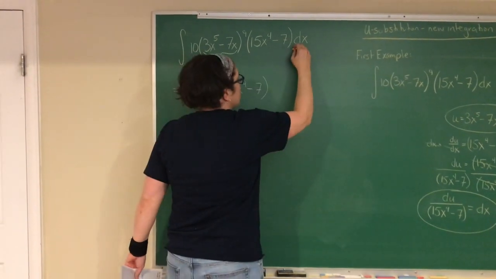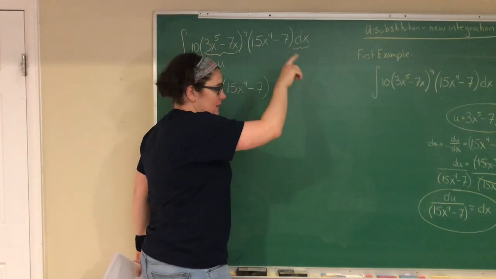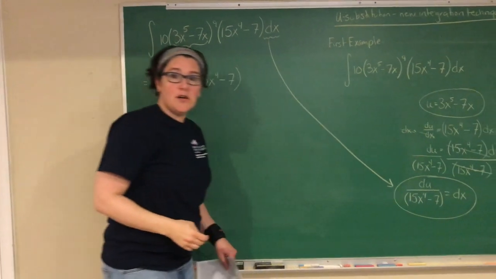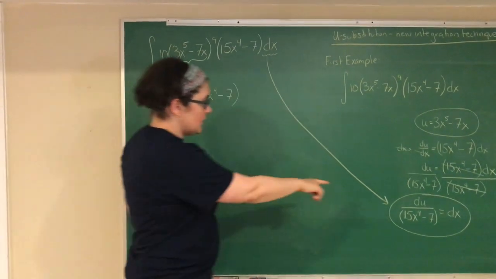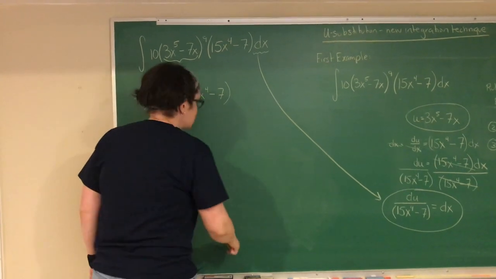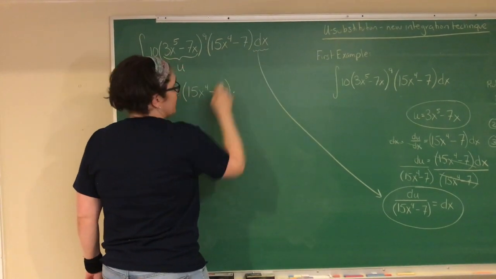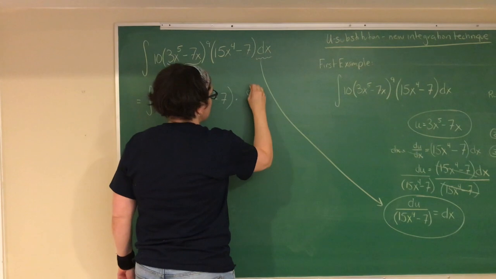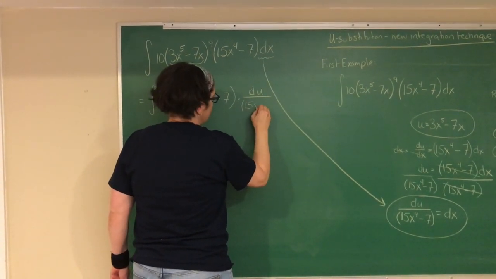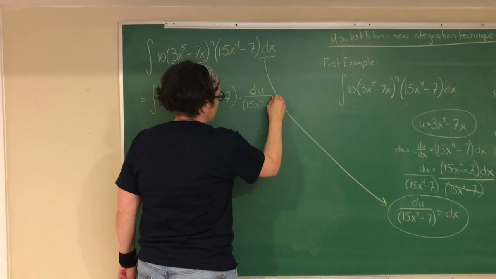And now I'm going to replace this dx at the end with the thing that we solved over here. So we saw that dx was equal to du over 15x to the 4th minus 7. So I'm going to replace that dx with du over 15x to the 4th minus 7.